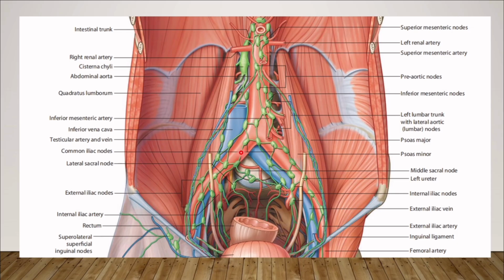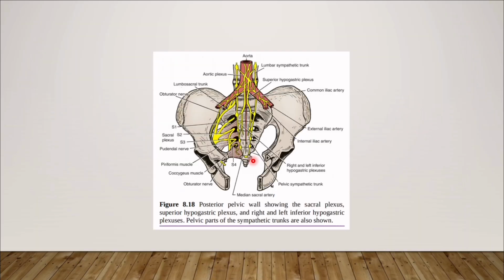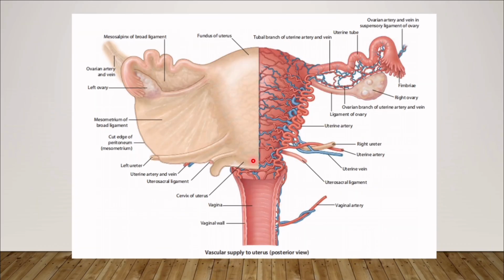Then lymphatic drainage will just follow the vessels. They'll follow the external iliac vessels, the internal iliac vessels, and the common iliac vessels, like that. Okay, so that was it, guys.